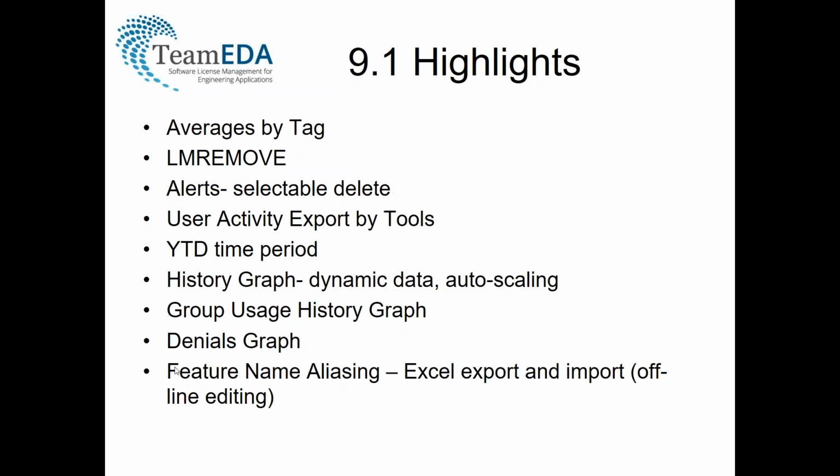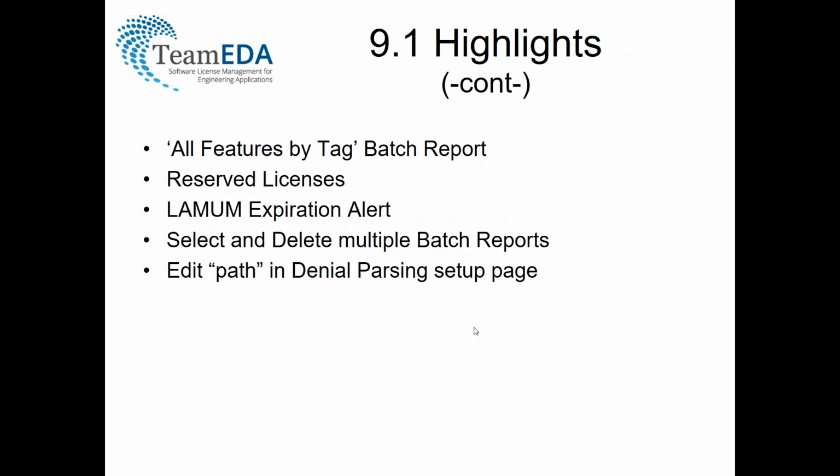We have feature name aliasing, wherein you can export into Excel the list of feature names. You can update the feature names or put the aliases in offline and then import the Excel file and do your feature name aliasing that way, as well as just do it interactively like you can now. We have a new batch report. It's all features at a certain tag. That's a batch report. We show reserved licenses now.